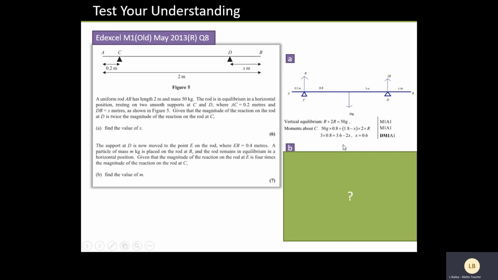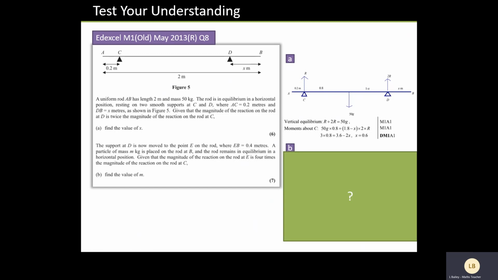Okay, first thing, like last time, we need our nice little diagram with all the different forces being shown on our diagram. So we've got a reaction force at C, we've got a reaction force of 2R at D. We've got that because it says the reaction on the rod at D is twice the magnitude of the reaction at the rod on C. So all I'm doing is everything from the question.